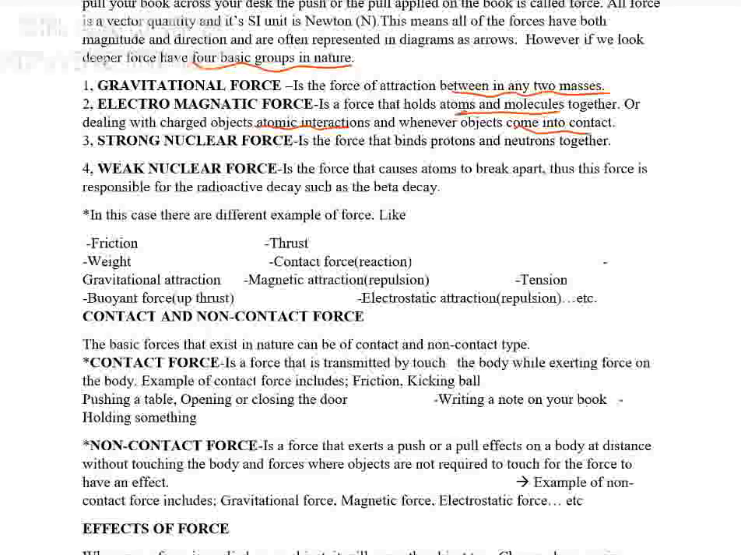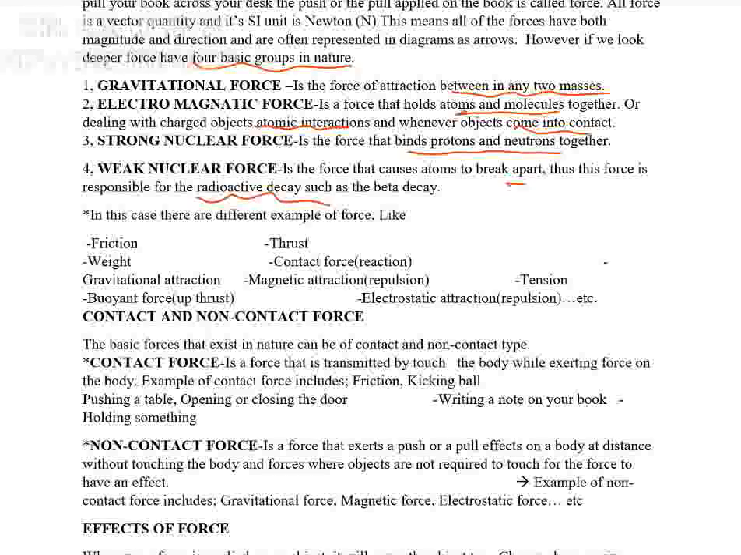And the third one is strong nuclear force, and the fourth one is weak nuclear force. These two are forces in an atom. Strong nuclear force is a force that binds what? Protons and neutrons. And weak nuclear force is a force that causes atoms to break apart. Thus, this force is responsible for radioactive decay.